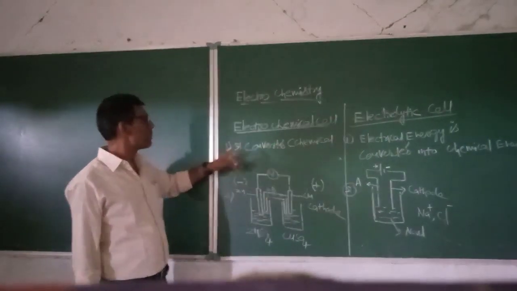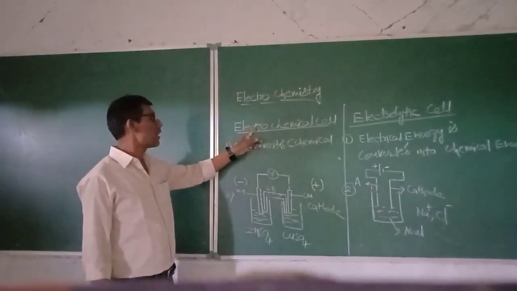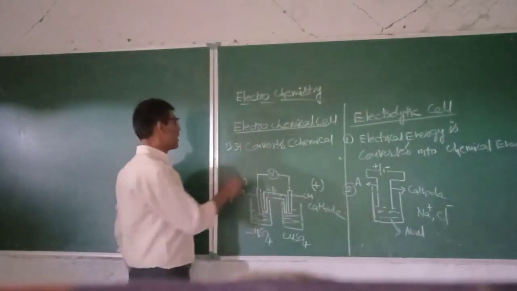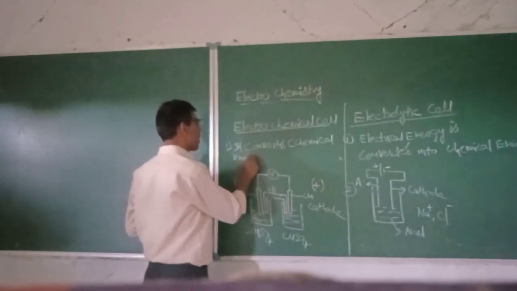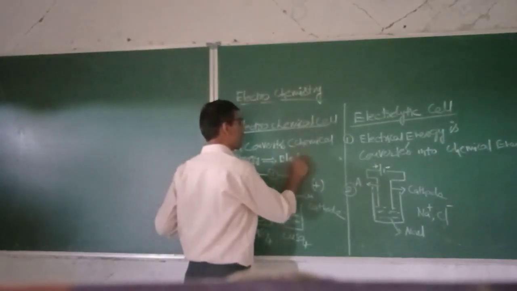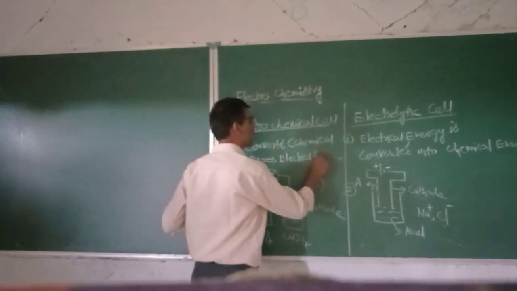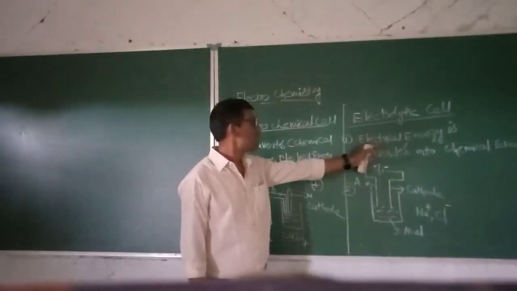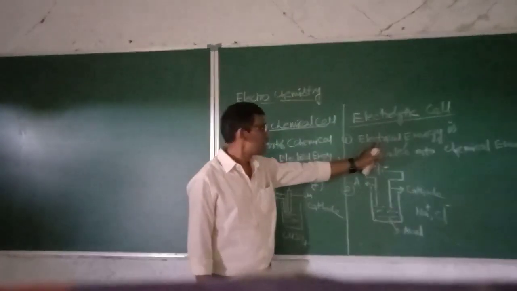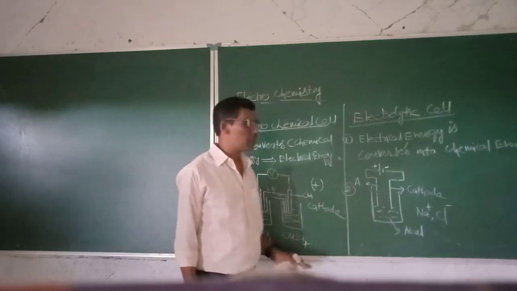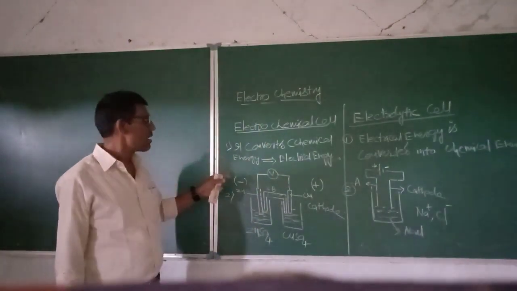You have to remember the use of these two cells. Electrochemical cells are used to convert chemical energy into electrical energy. Whereas in the electrolytic cell, electrical energy, current, is supplied into the electrolyte, and it dissociates; that is, a chemical reaction takes place. So those are some major differences between the electrochemical cell and the electrolytic cell.